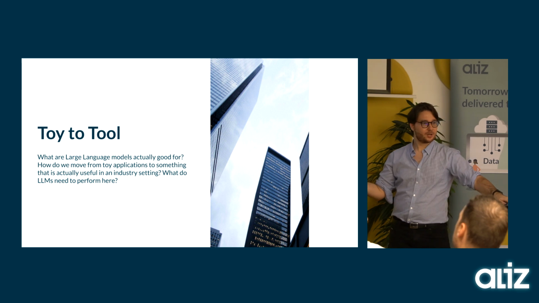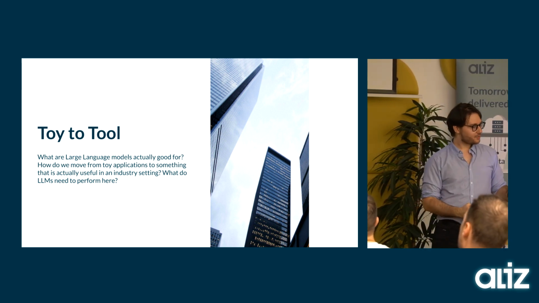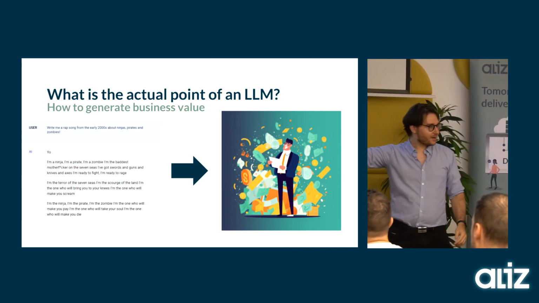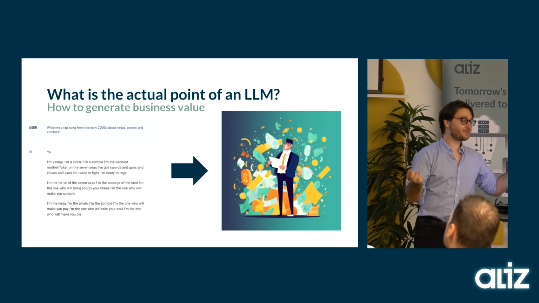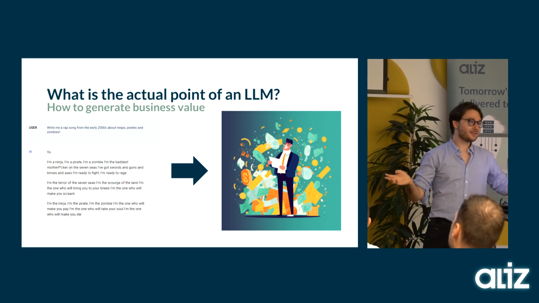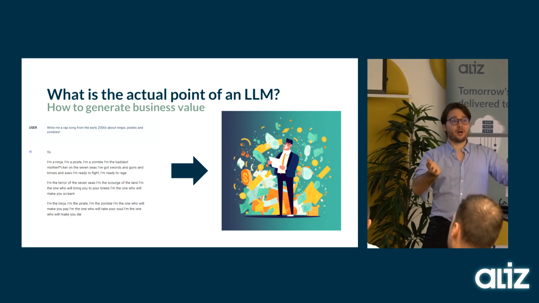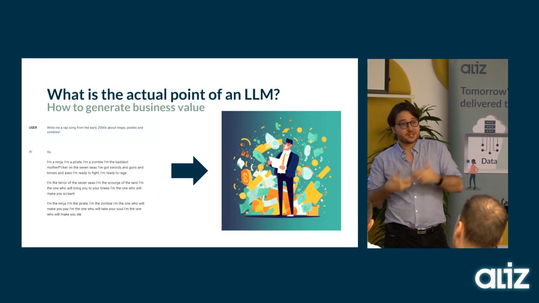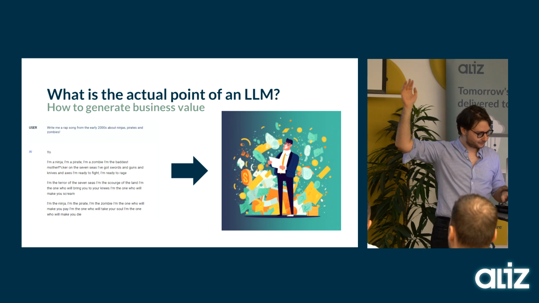So first section, toy to tool, or how we can actually take these large language models and take something that is on the left. I asked Google's Bison text model to write me a rap song from the early 2000s about ninjas, pirates, and zombies. And it managed to do that. But it's a toy. There's no real value being generated. It's not useful. So how do we take that and get just showered with money?